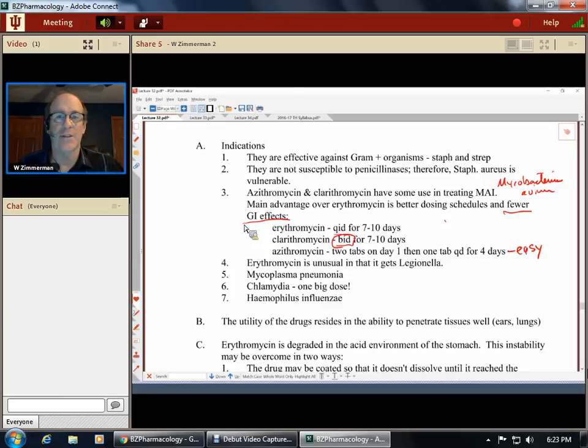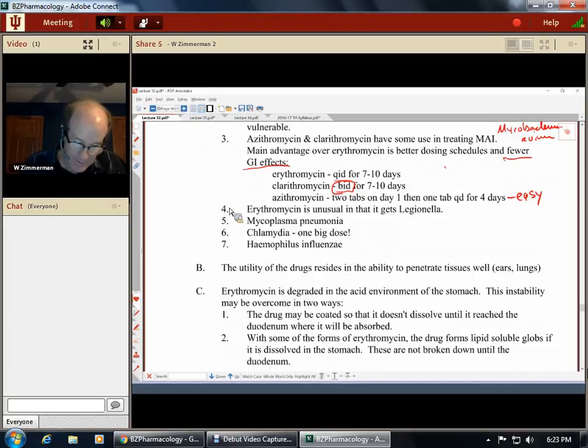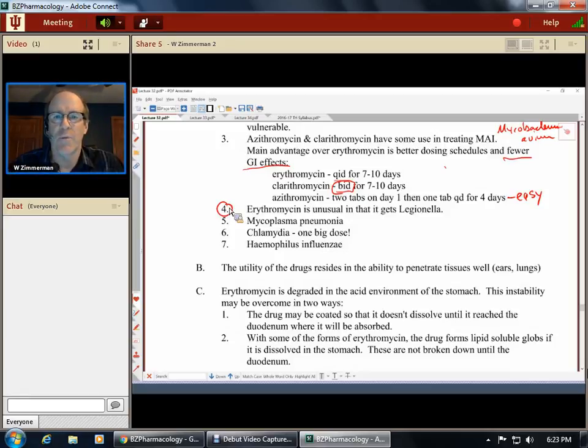Let's see, erythromycin gets Legionella, and that's worth knowing. You want to know that. It works better than the other macrolides for that. But then we look and we say, all right, we get mycoplasma, chlamydia in one big dose. That's with azithromycin. Haemophilus influenzae, plus we get Strep pneumoniae, plus we get Staph aureus. You start looking at that and you're going, wow, that's a lot of respiratory bugs.